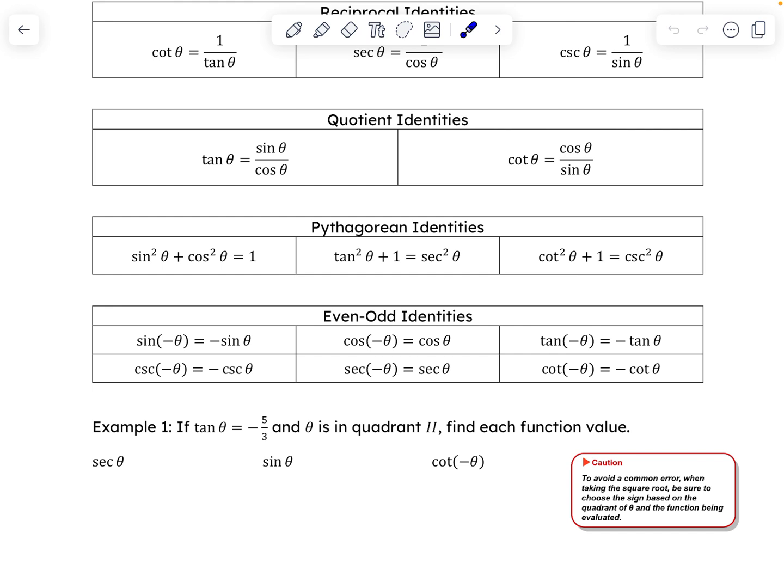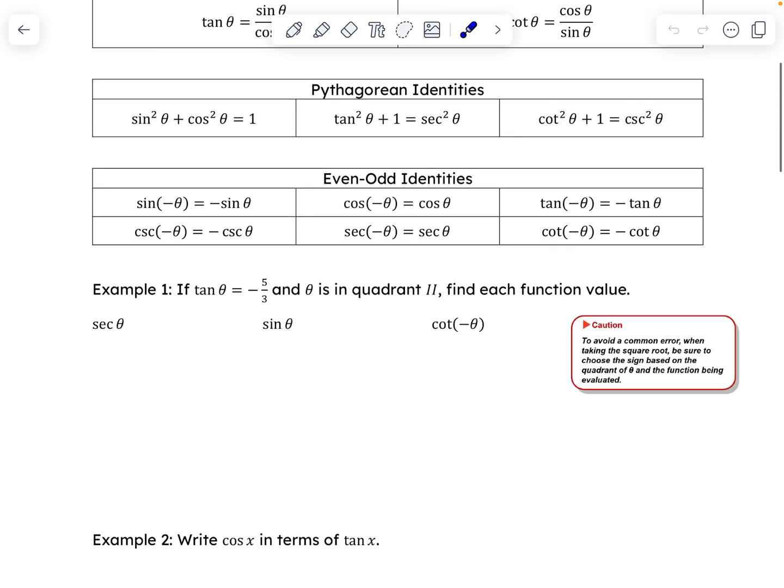So we're going to use all of these to help us work with some things, and then we'll look at a little bit more in the unit why this is helpful and why we need to know all of this. So first up, it says if tangent of theta is negative 5/3 and theta is in quadrant 2, find each function value.